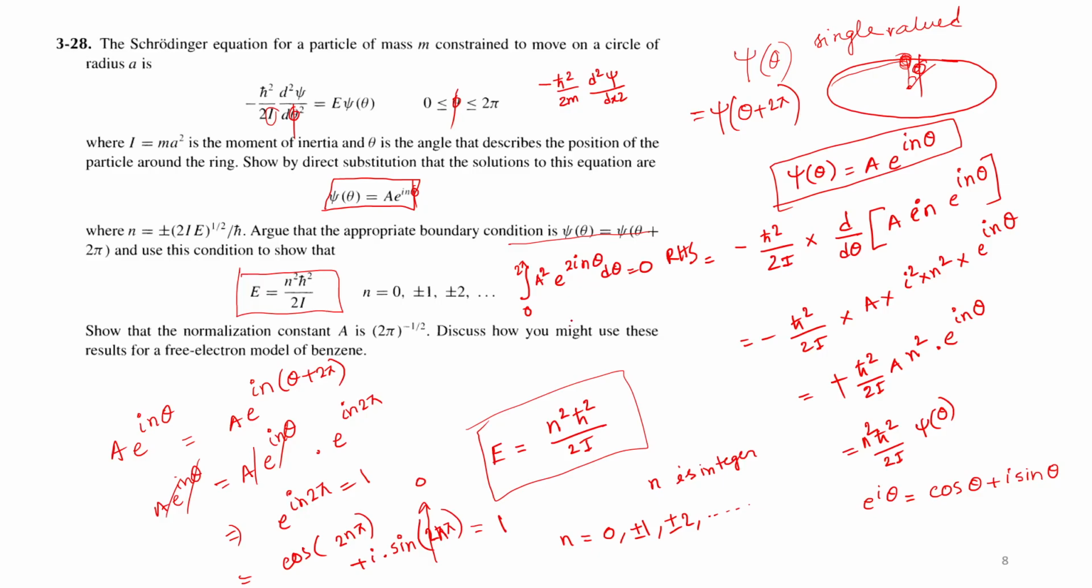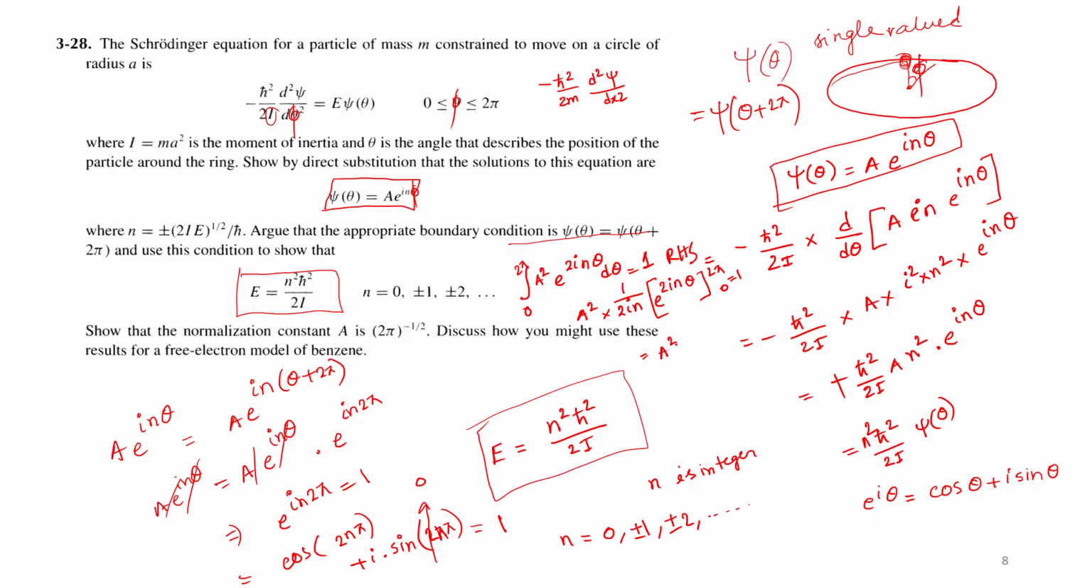Now what will be the value? A square will come out, and 1 by 2 i n times e to the power 2 i n theta, with theta going from 2 pi to 0. Sorry, I have written it wrong, so this would not be 0. The normalization condition is that it will be equivalent to 1.